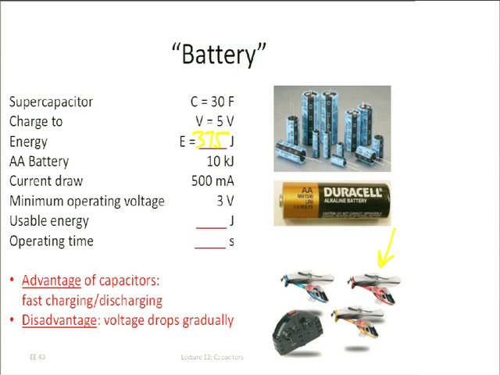Suppose that this little helicopter takes 0.5 amp of current. How long could it run? Well, first of all, as we are drawing current out of the capacitor, what's going to happen to the capacitor voltage? Exactly, it just linearly decreases. If the current is constant, then the voltage across the capacitor linearly decreases.